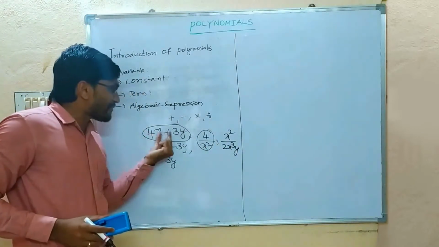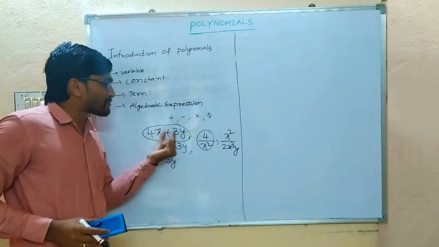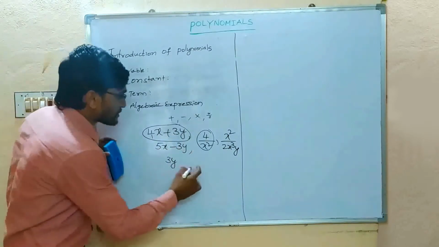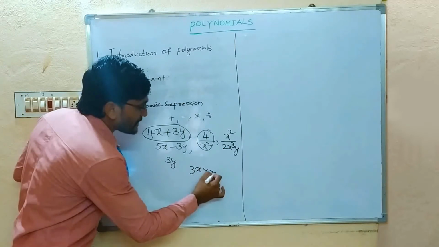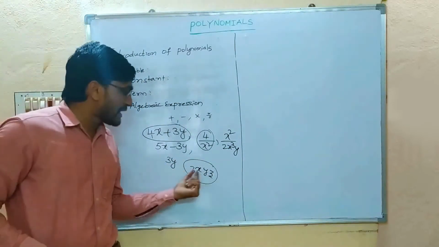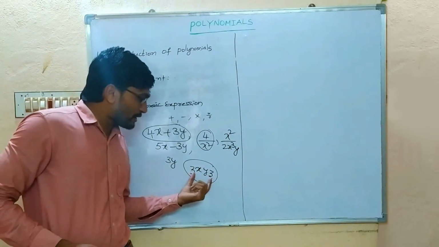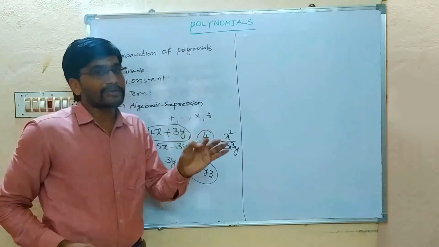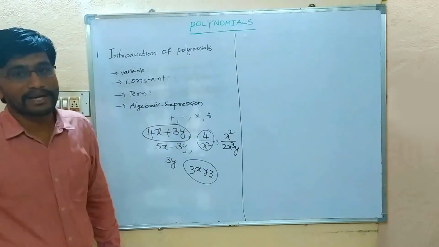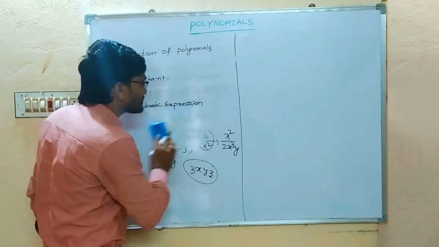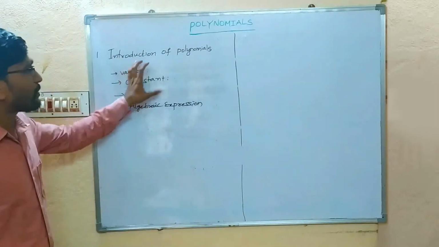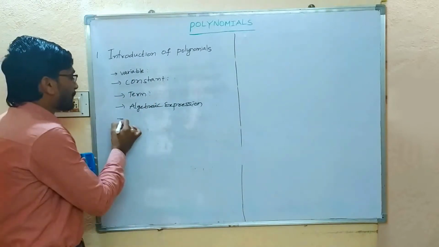4x plus 3y, here we have two terms, that are 4x is one term, 3y is one term. 5x is one term, 3y is another term. So for suppose we can say 3xyz. Here how many terms are there? So we can say simply it is a product. So we have only one term. So finally you have to remember one thing, that is plus and minus only separates the terms. This is the definition of an algebraic expression. So after these four we can learn the definition of a polynomial.